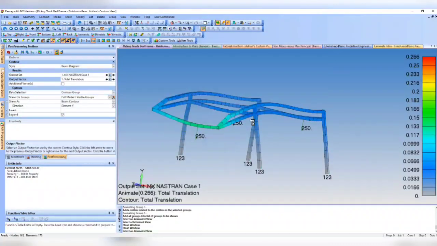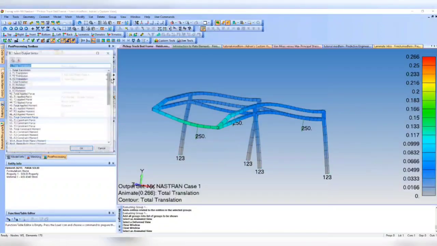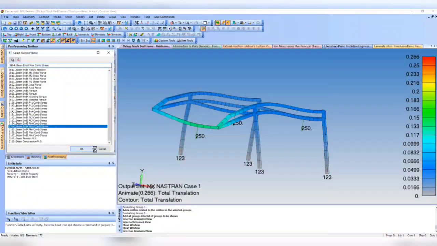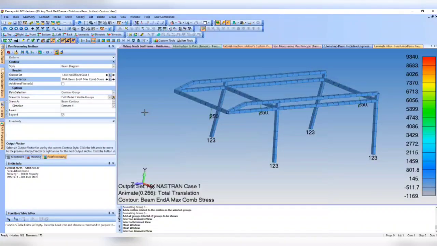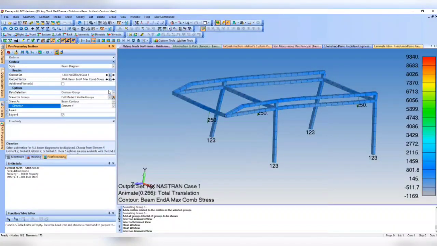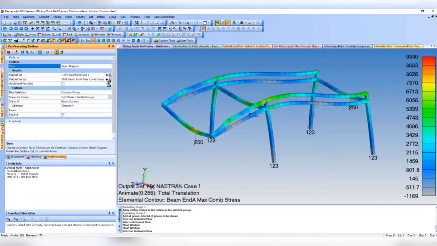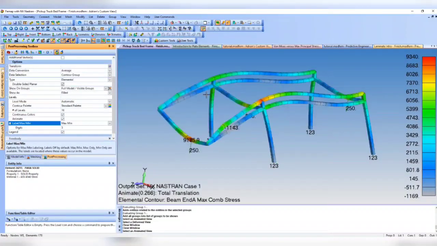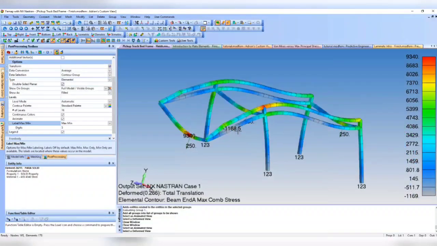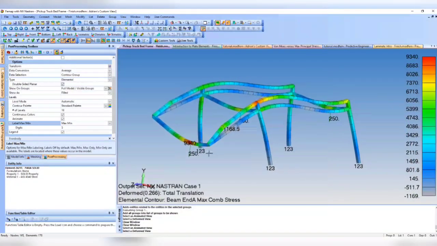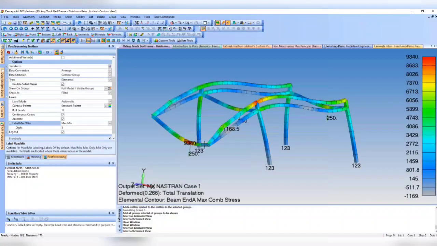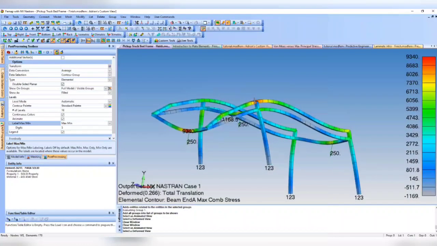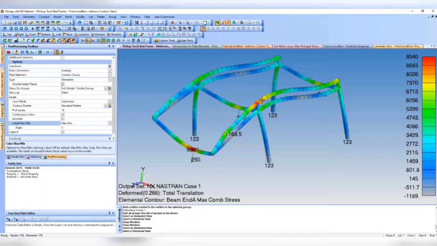And we can also view the stress levels within the beams. So we can do, let's see, I don't want beam diagram, I want contour beam levels max, and let's not animate it. So basically what this is telling you is that we're seeing peak stress levels along this beam here at this point of about 9,000 PSI. Also, it's getting highlighted here. So this is also a peak stress area.